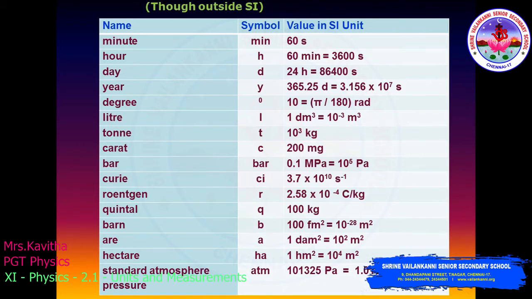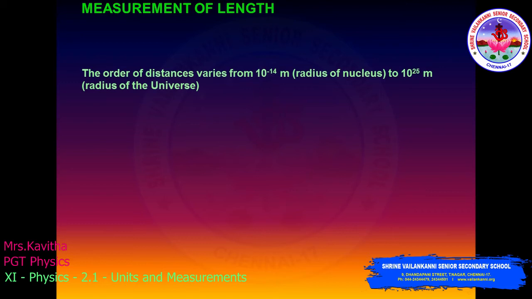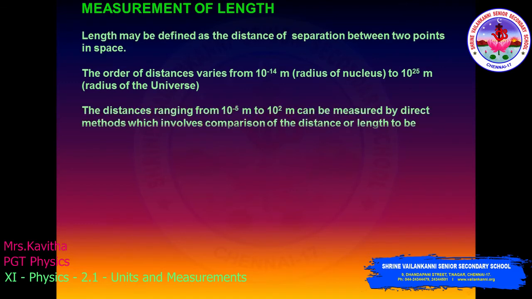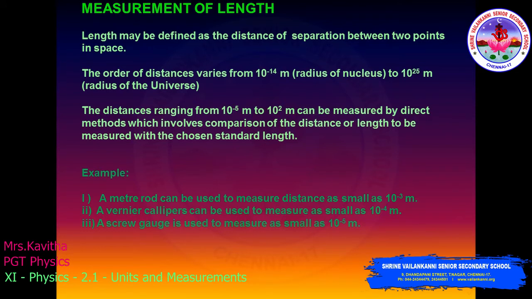Okay. So the next one is measurement of length. So how can we measure the length? The length may be defined as the distance of separation between 2 points in space. See, the order of distances varies from 10 power minus 14 meter to 10 power 25 meter, that is the radius of the universe. That much difference there is in the length.